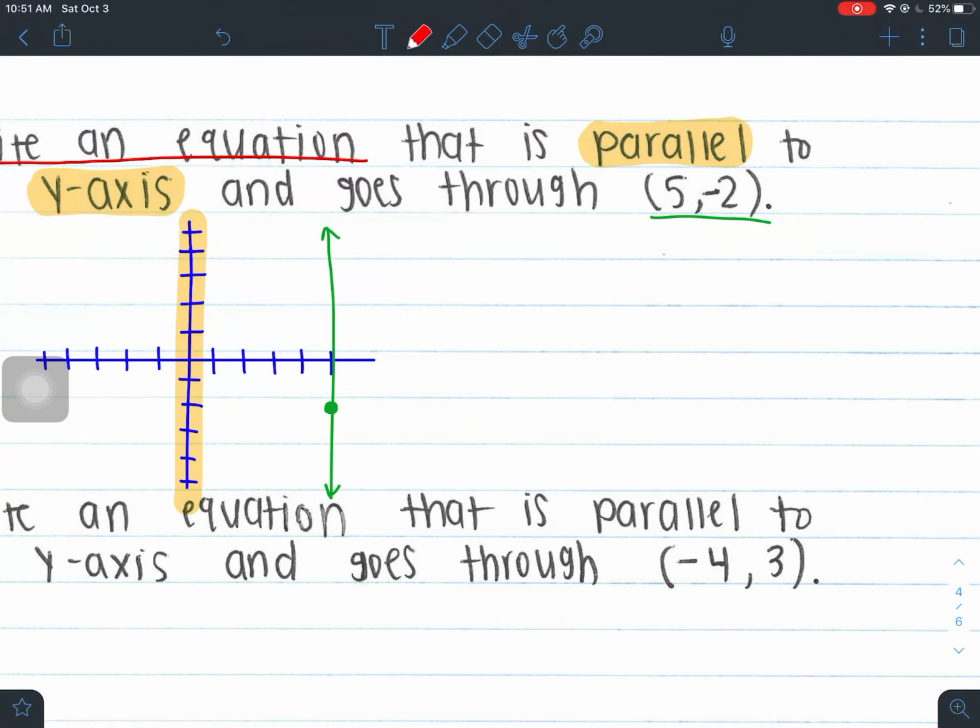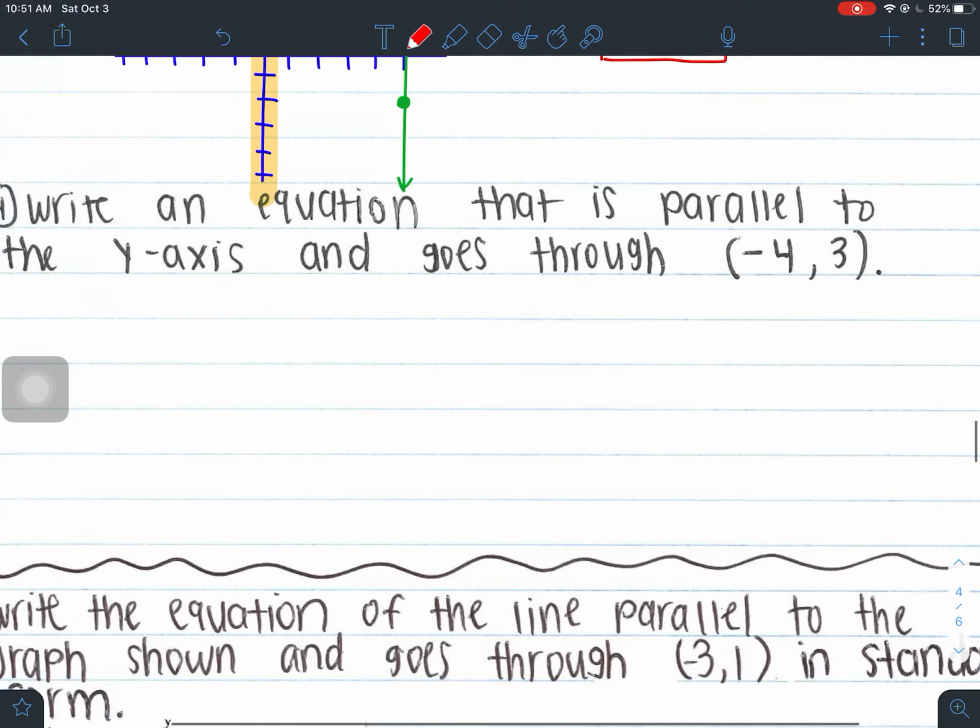So how do we write the equation for this? Well, what axis does the green line cross? It crosses the x-axis, so it's going to start with x equals. And it crosses the number 5 on the x-axis, so it's going to be x equals 5. Now we did see these types of lines in Unit 3, and these types of lines have an undefined slope. The equation of the line is x equals 5. The slope is undefined, but the equation is x equals 5.